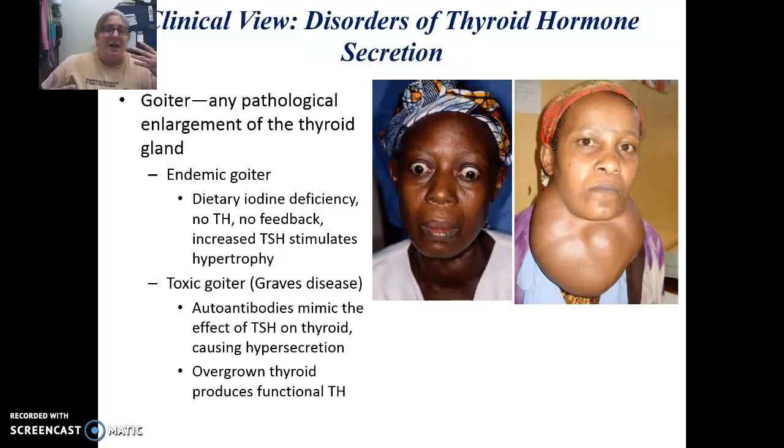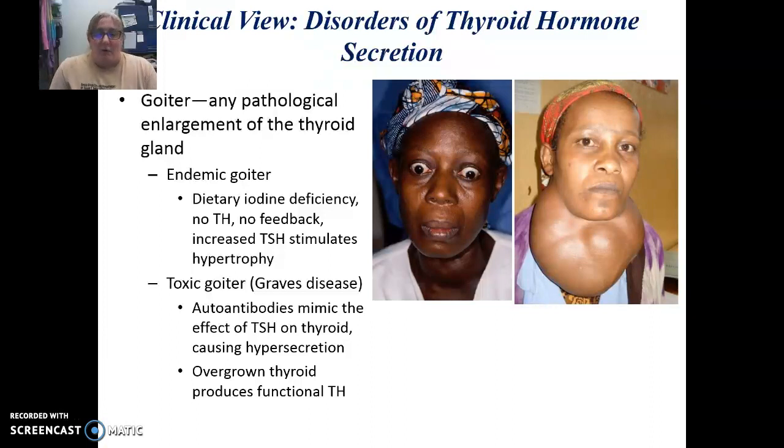But you can't produce thyroid hormone without iodine, so you're not producing the thyroid hormone, even though you're stimulating the thyroid gland to produce the hormone. It can be very painful, and you're going to have all the side effects of hypothyroidism as well.